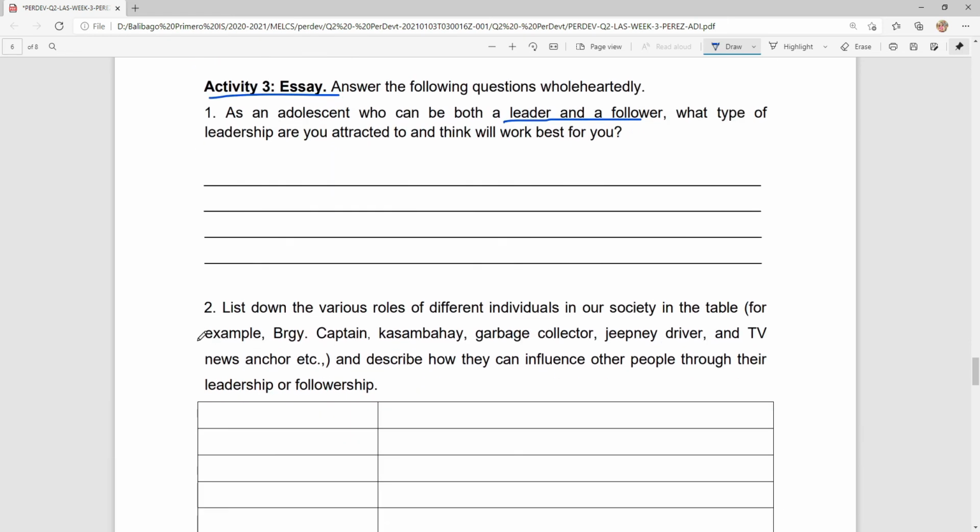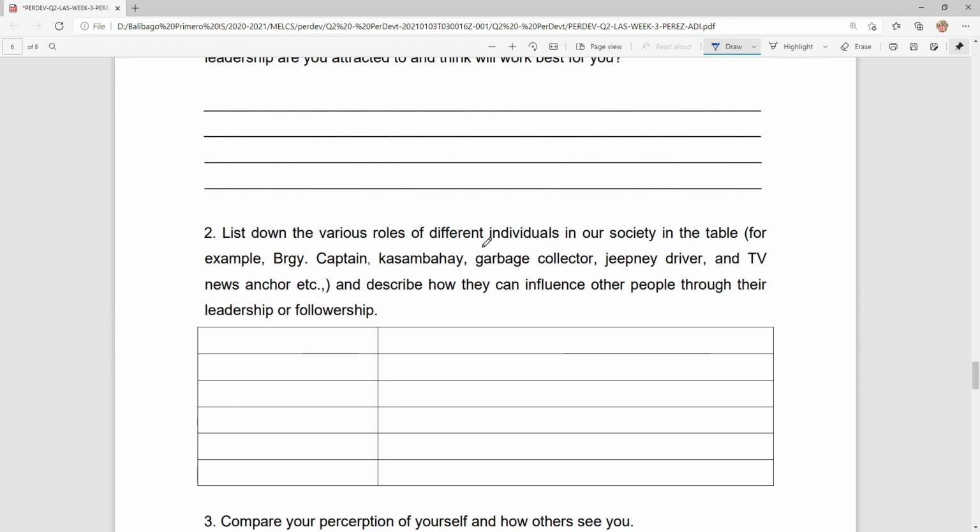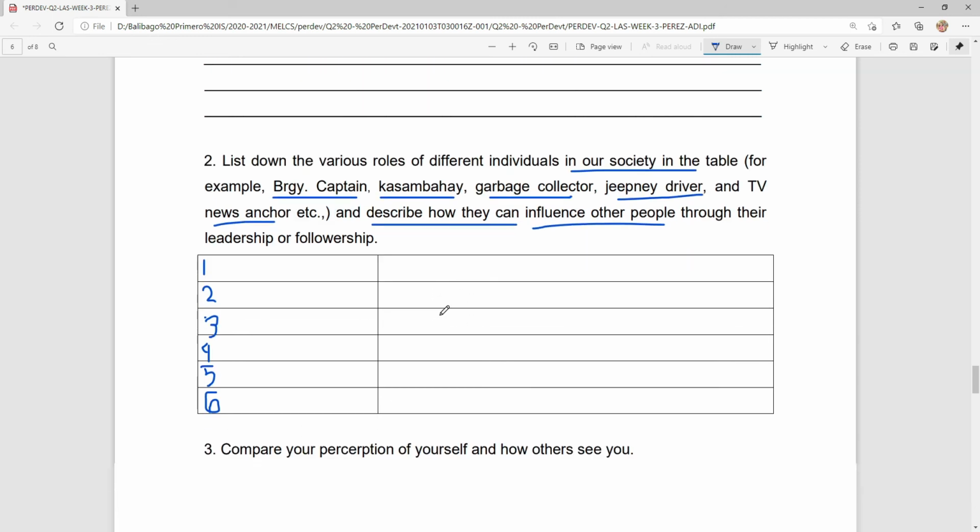Number 2, list down the various roles of different individuals in your society. For example, the barangay captain, kasambahay, garbage collector, jeepney driver, and TV news anchor. And describe how they can influence other people through their leadership or followership. So list down 1, 2, 3, 4, 5, 6 persons or individuals in our society.